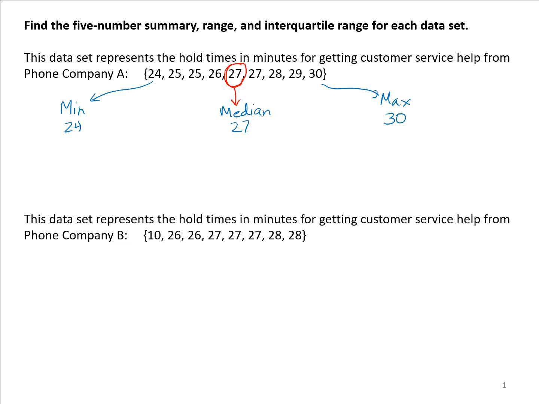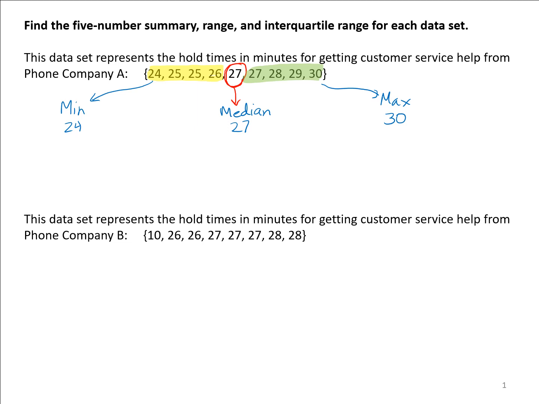Now we're going to look at the lower half of the data and the upper half of the data. I do want to point out that because that median was an actual value, when we go to look at the lower half of the data, we do not include that median in the lower half. And the upper half of the data will do the same thing. We do not include it. So we've got a lower half of the data and an upper half of the data.